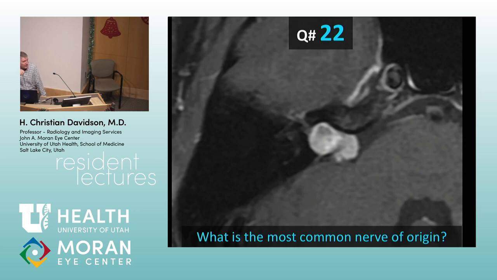So for us, for imagers, we have to be on our game. Whenever we see a schwannoma, we look for the facial tail to make sure it's not a facial schwannoma, because the last thing you want to have is your otologist to go in thinking that it's a vestibular schwannoma and then the patient wakes up with a facial palsy.